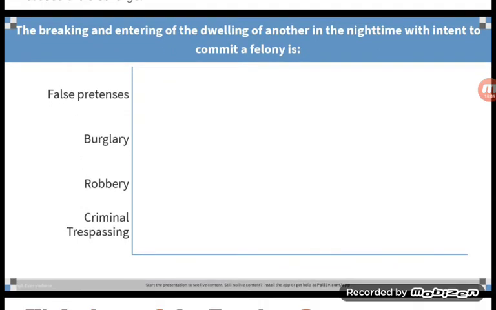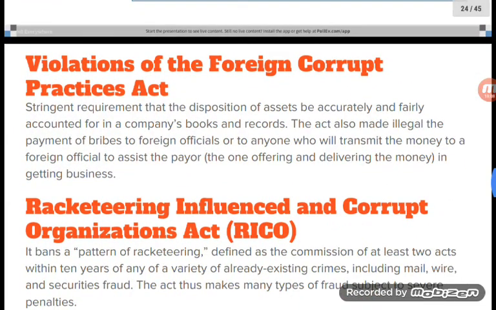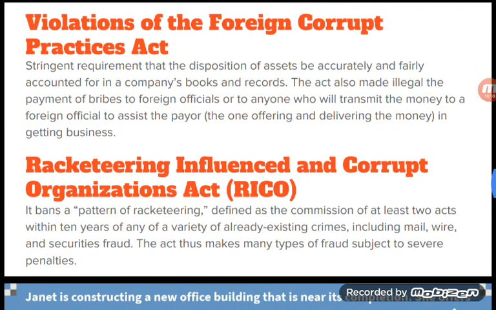Breaking and entering of the dwelling of another in the nighttime with intent to commit a felony is a burglary. Violations of the Foreign Corrupt Practices Act. Racketeering Influenced and Corrupt Organizations Act, otherwise known as RICO. RICO is very broad in order to prosecute many different types of wrongdoing.